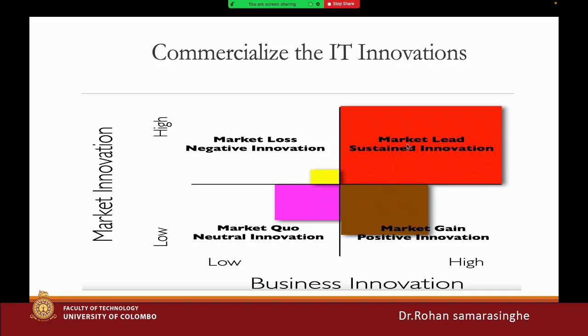we can see that the market leads. Sustained innovation, sustained means the product is stable, the customers will accept the product, so that product leads the market and has a high profit. And another one is positive innovation. That means business innovation is high and the market innovation is not so high, but the market gain is positive.